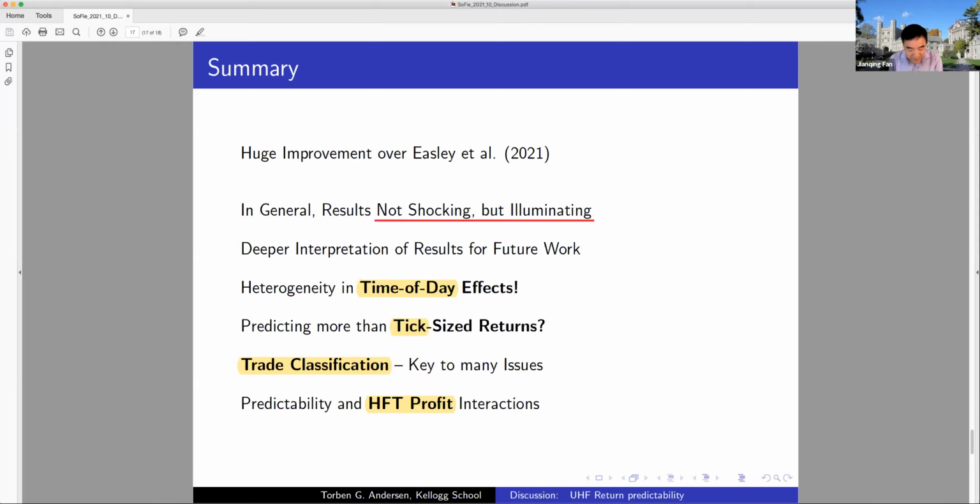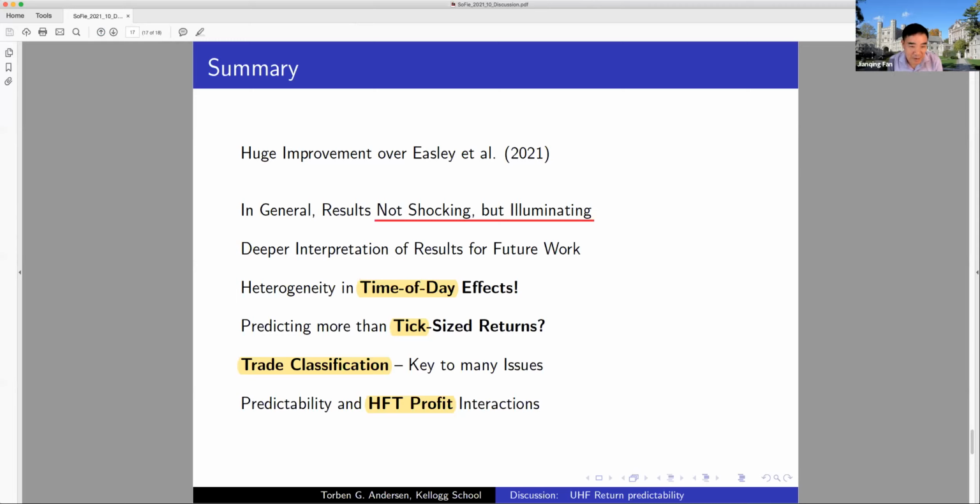And I also would like to thank you for pointing out the potential mistake that we have on the Lee and Ready classification and how we actually use the algorithm. Indeed, we didn't invent the algorithm ourselves. We just used the SAS algorithm being provided, but we'll definitely look more into that.